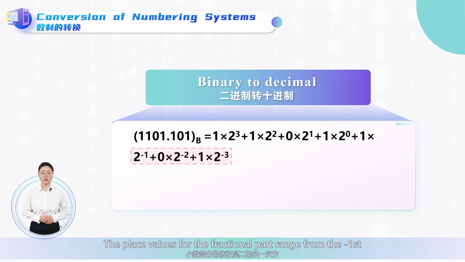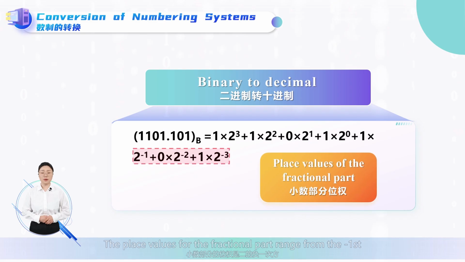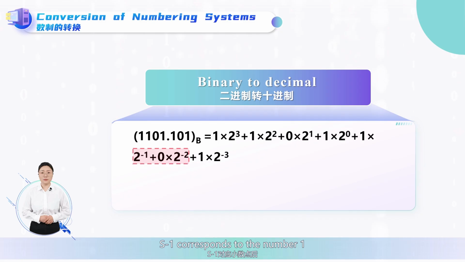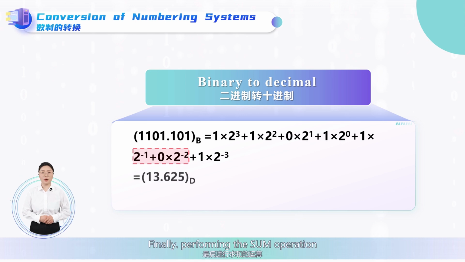The place values for the fractional part range from the negative first power down to the negative third power. S-1 corresponds to the number 1 in the first position after the decimal point. S-2 corresponds to the number 0 in the second position after the decimal point. And S-3 corresponds to the number 1 in the third position after the decimal point. Finally, performing the sum operation, we can work out that 1101.101 in decimal is 13.625.